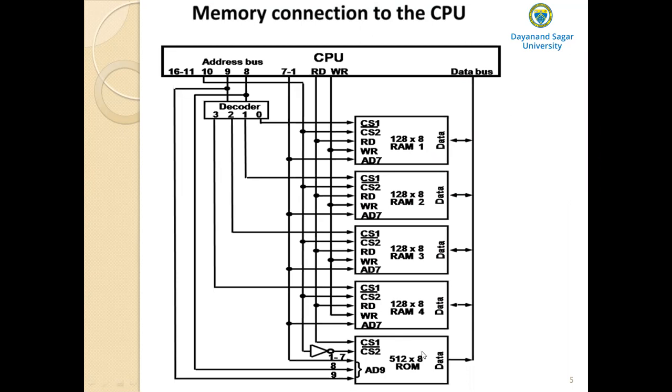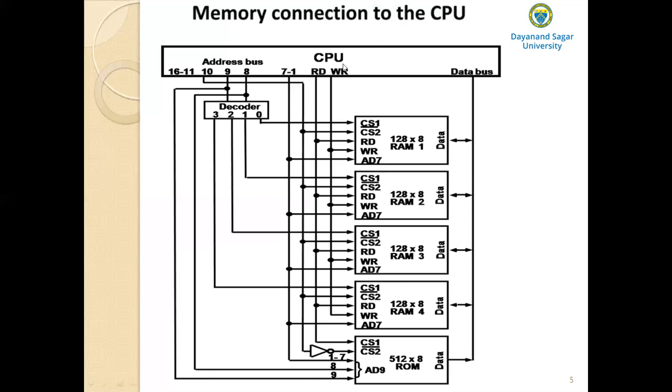Similarly, the ROM also has CS1 and CS2 bar chip select signals, and how many address lines does it require? 9 address lines. And similarly it has the data bus lines. And this is your CPU. So these are the RAM and ROM chips, and this is your CPU. This is how the RAM and ROM are interfaced with the CPU.